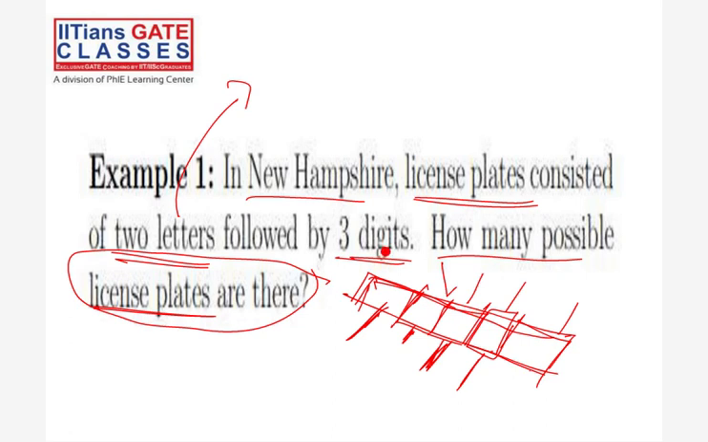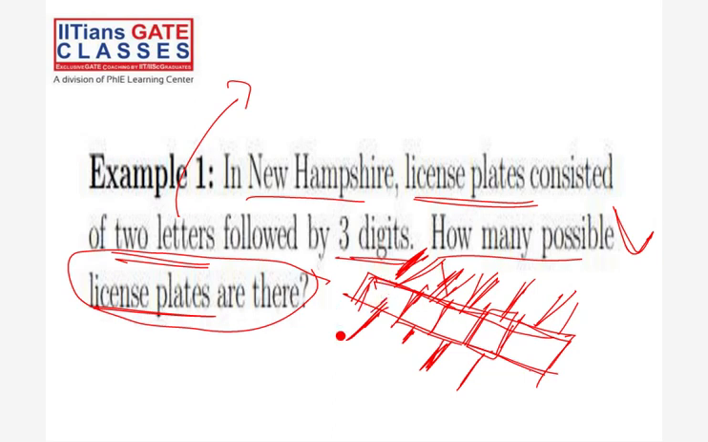So you see, when we complete all these tasks, then our main task, that was creating the license plate, will automatically be completed. So you can see here we can use the product rule, because there is an "and" between them. If this task is t1, this task is t2, t3, t4, t5, then it is t1 and t2 and t3 and t4 and t5. So here we can use the product rule.